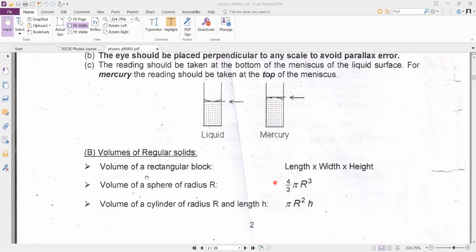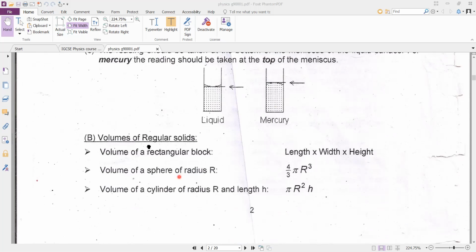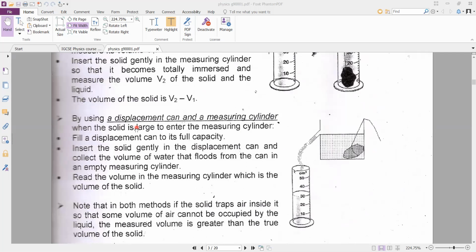And what about the volume of regular solids? We can use direct formulas. Volume of a rectangular block is length times width times height. Volume of a sphere of radius r is 4/3 π r cubed. Volume of a cylinder of radius r and length h is π r squared h. This is for the volume of all regular solids.